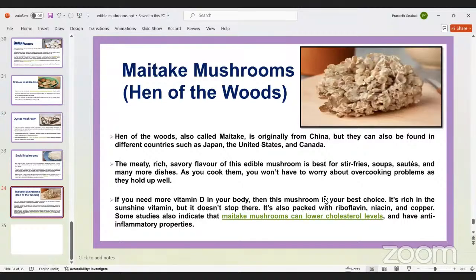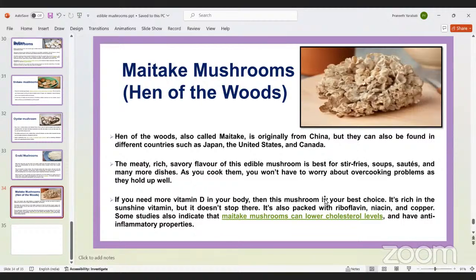So another one is the maitake mushroom, hen of the woods. Hen of the woods is also called maitake mushroom. It is originally from China, but they can also be found in different countries like Japan, the United States, and Canada. It has a meaty, rich, savory flavor, and this edible mushroom is best for stir fries, soups, or other dishes.